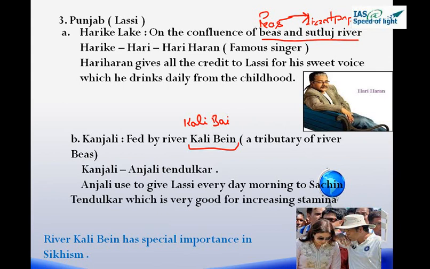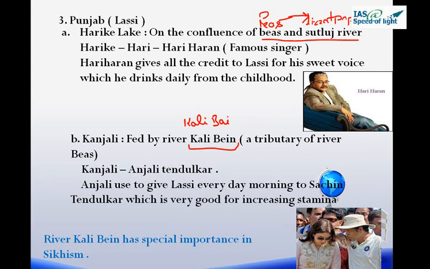It's the tributary of the river Beas, and this Kali Bein river has some special importance in Sikhism. What it says is, once in the morning, Guru Nanak went to the Kali Bein to take a bath, but he didn't come back for the next few days. And when he came back, he was a completely changed person in terms of his spirituality. So this Kali Bein has a spiritual and religious significance in Sikhism, because this is the river they associate with Guru Nanak as well.